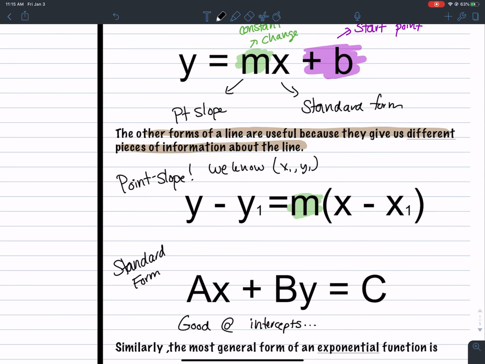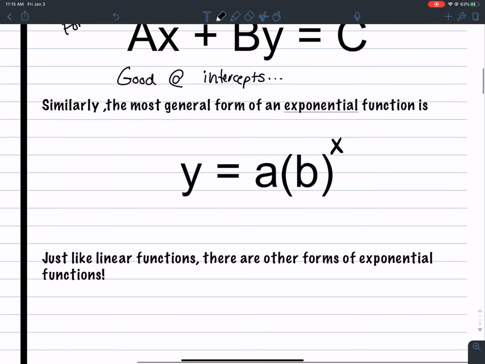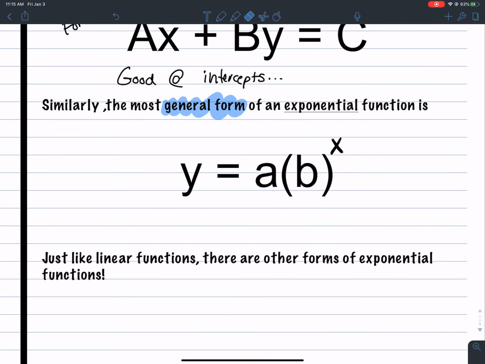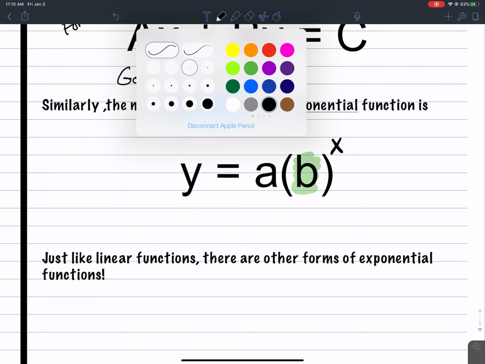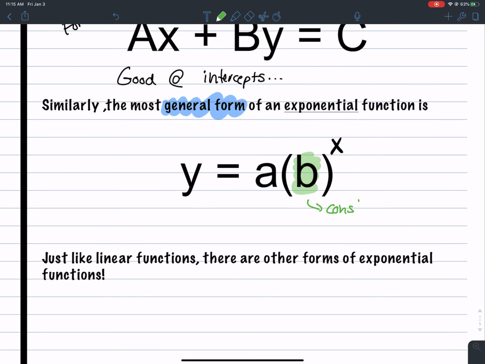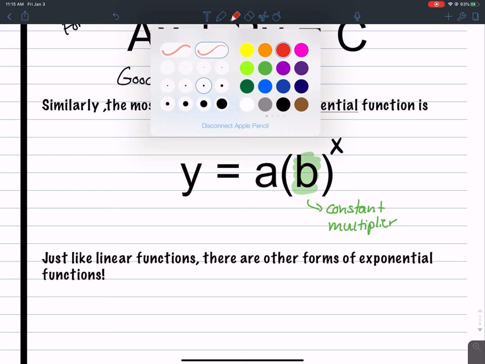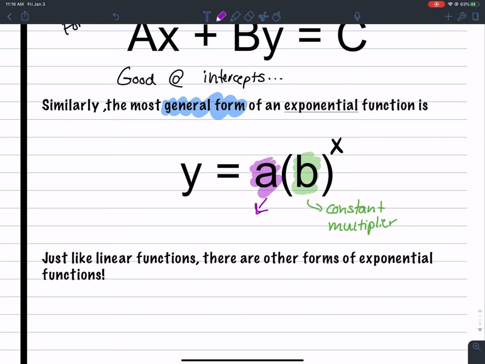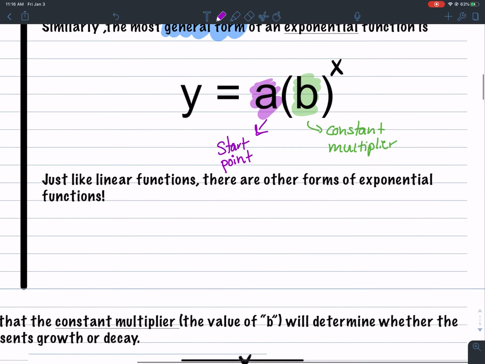Now the same thing will happen with our exponential functions. We have a general form, and again, we call this the general form because it tells us the two things that we need to know for an exponential relationship. It tells us that constant multiplier, right? That was one of the most important things. And then it also tells us that starting value. So again, we call this the general form because it tells us the two most important things for an exponential relationship.